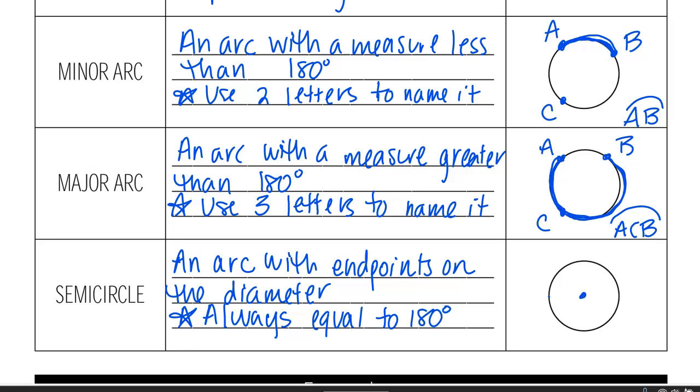So this has to run through the center. It's on our diameter. If this was J and L, let's call this K, and there's our little center P. Then we would name this JKL. That's our arc JKL, but it's a semicircle since it's running through that center.